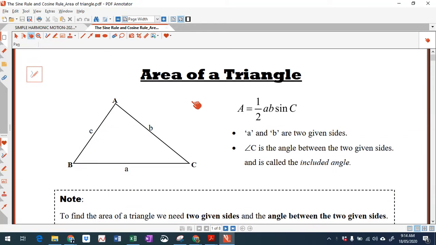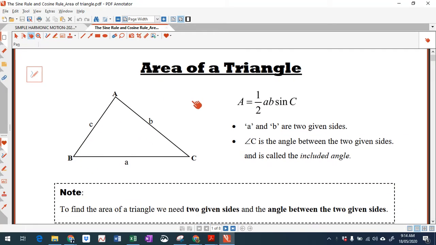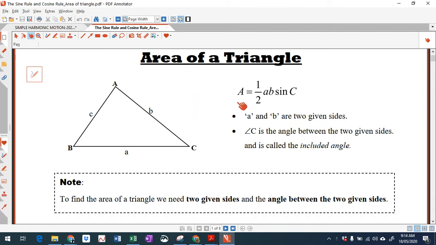Okay, hi Year 11. What we're looking at today is area of a triangle and the sine rule and cosine rule. This is all stuff you've done in Year 10. So let's have a look at it. First of all, area of a triangle is a half AB sine C.